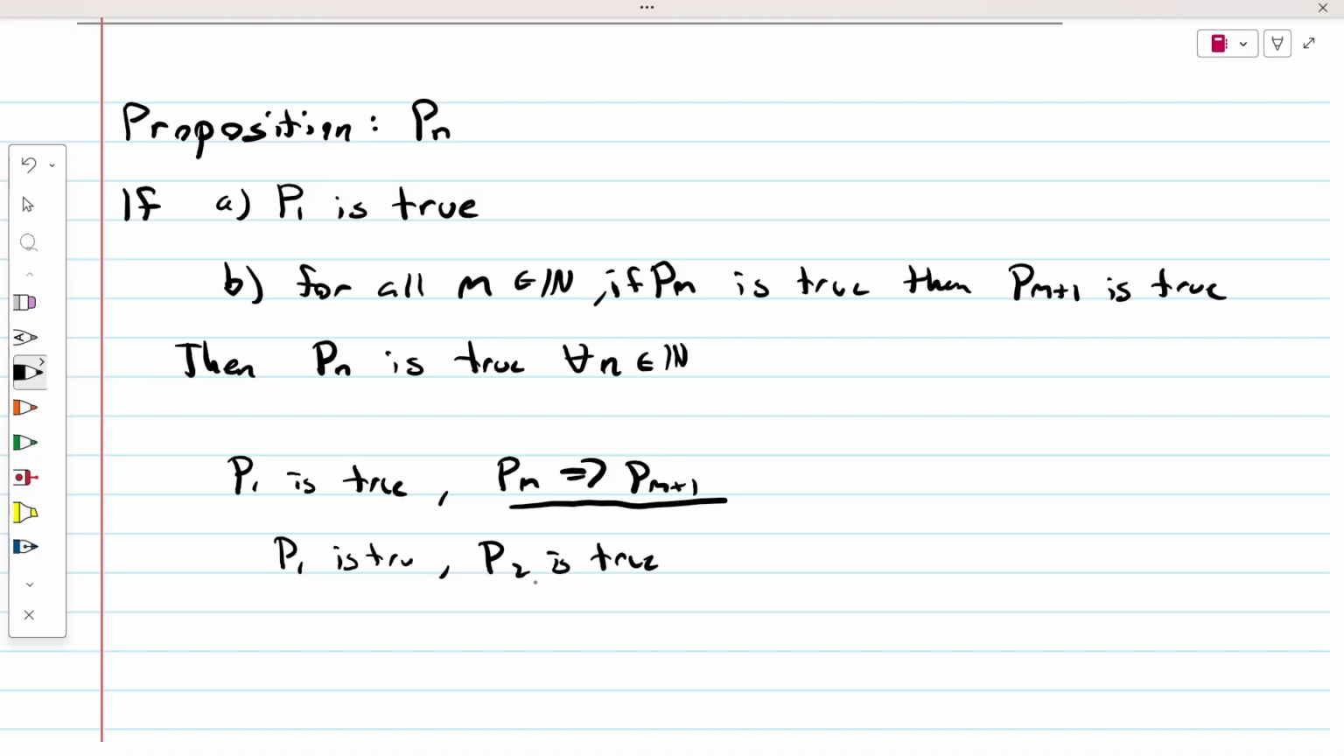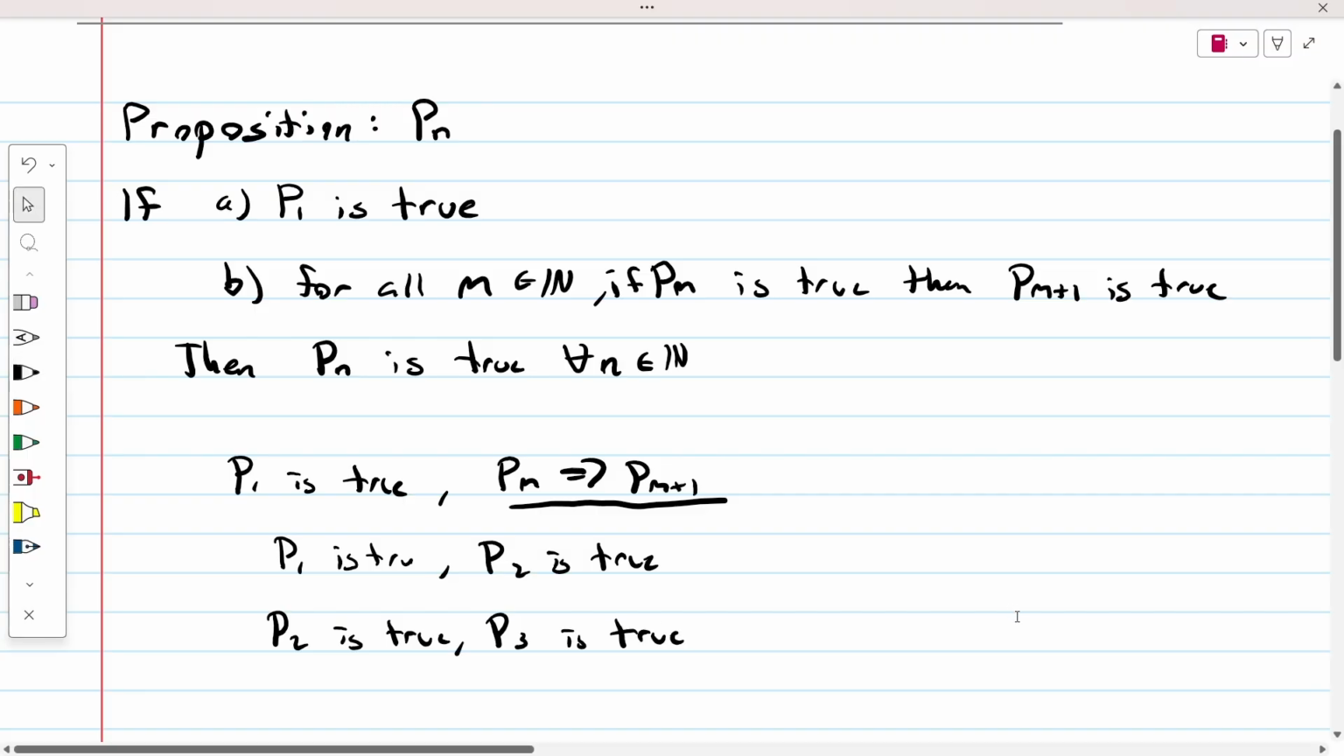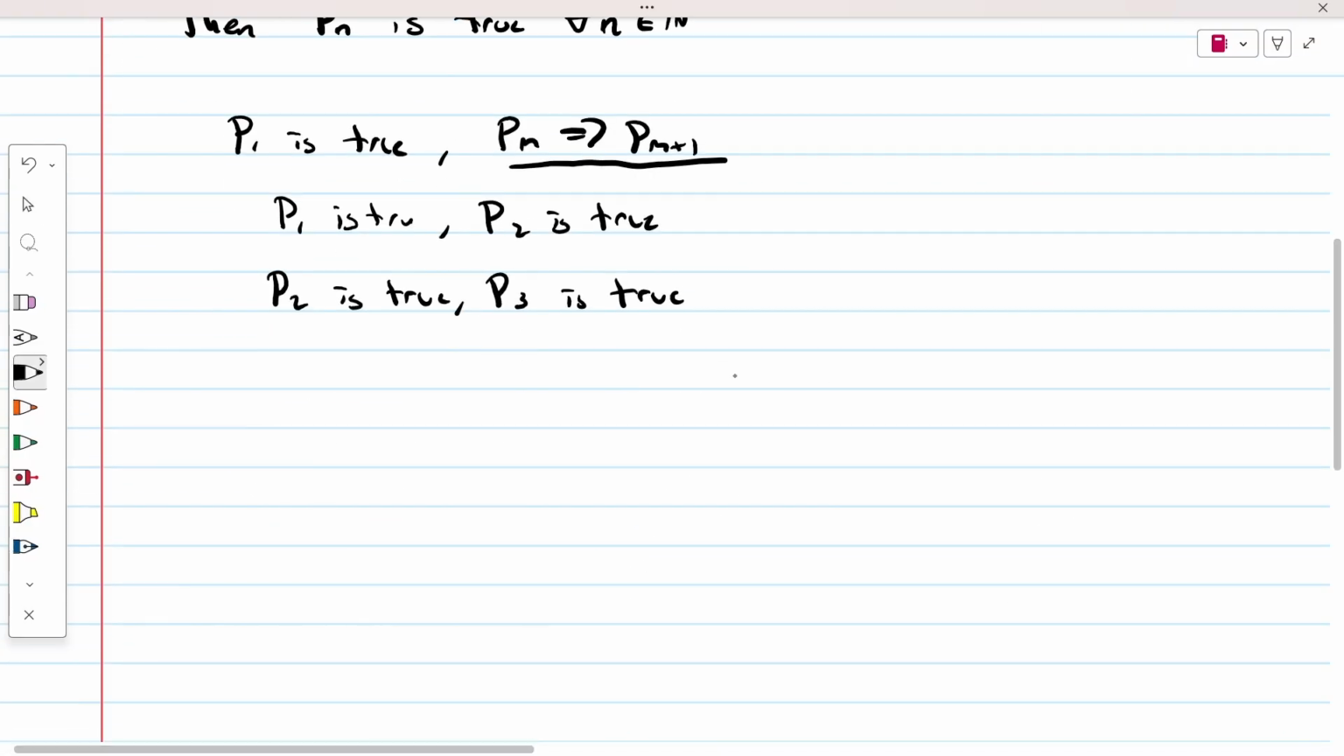Now we know P of 2 is true. So if P2 is true, then by the same P of m implies P of m plus 1, P of 3 is true. And this can be continued on forever. So now all natural numbers n would work, and that proves that P of n works for everything. Okay, so now let's do an example.